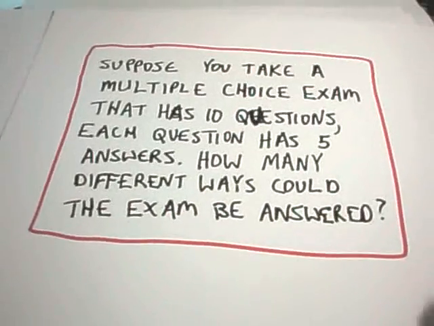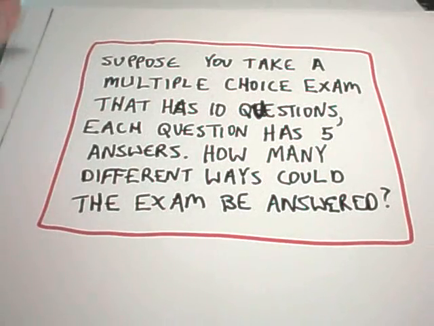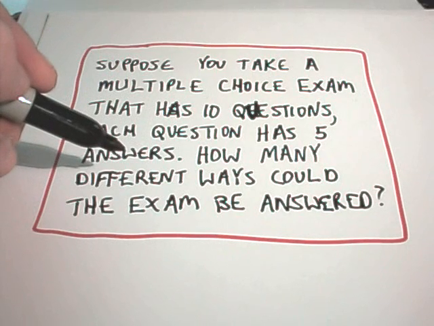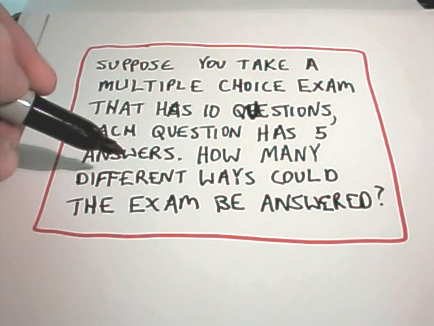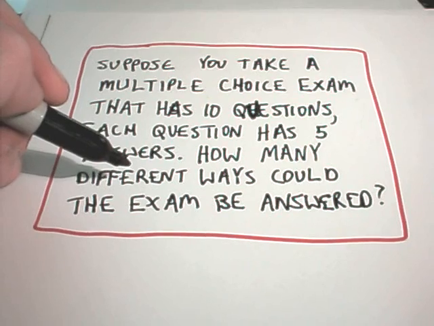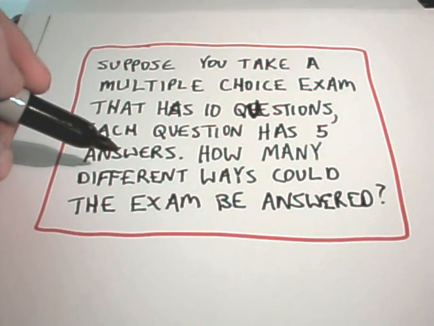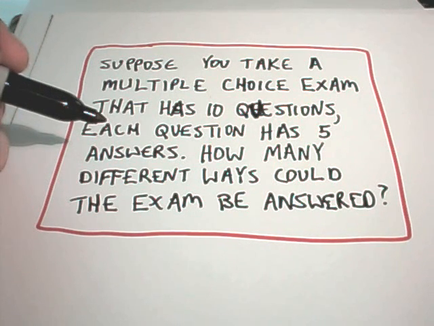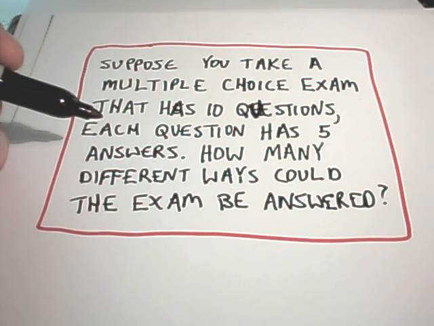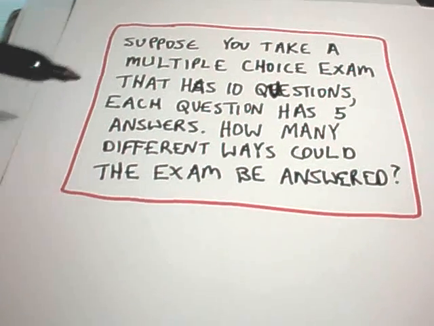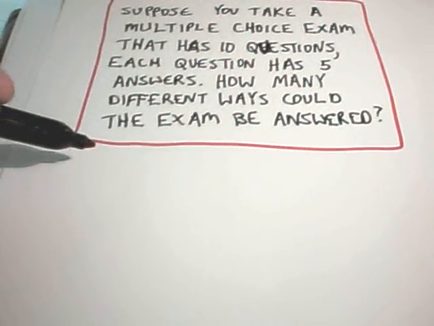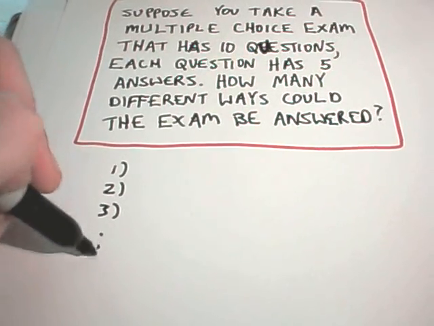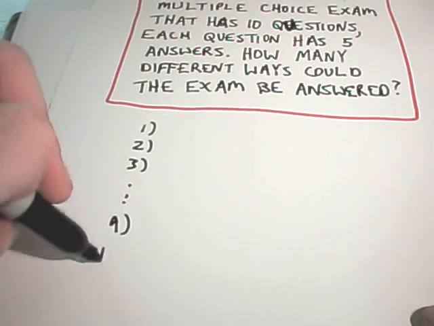Okay, suppose for our last example here, suppose you're going to take a multiple choice exam. It's got 10 questions, and each question has 5 different answers available. And you want to know how many different ways that exam could be answered. Maybe in your head you're thinking, if I randomly guess, what is the probability I would somehow ace the test? Counting and probability definitely goes hand in hand, and I'll talk about probability in some other videos. So you've got question 1, 2, 3, on down the road, 9, 10.